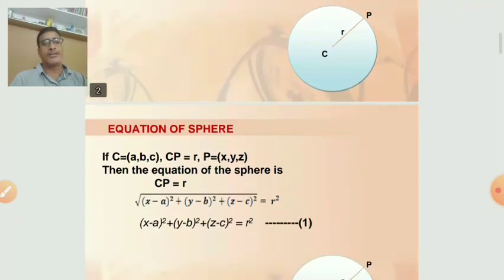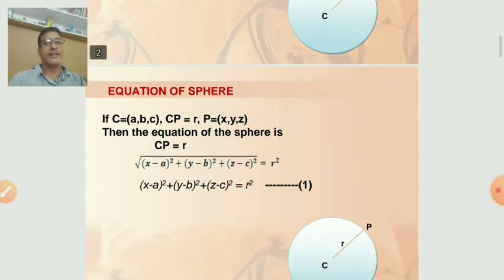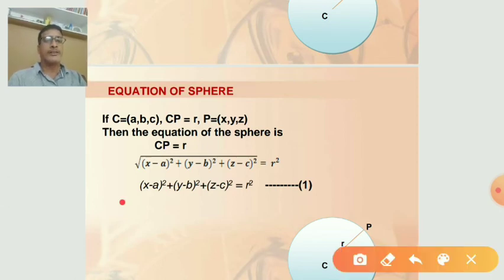So whenever C is the point (a, b, c) and radius is R, so you can see here in this slide, whenever the center C is (a, b, c) and the radius is R, and if P is any point on the surface of the sphere, P is equal to (x, y, z), then the equation of the sphere can be written as (x minus a) whole square plus (y minus b) whole square plus (z minus c) whole square is equal to R square. See this. This is the equation of the sphere whenever (a, b, c) is the center of the sphere and R is the radius.